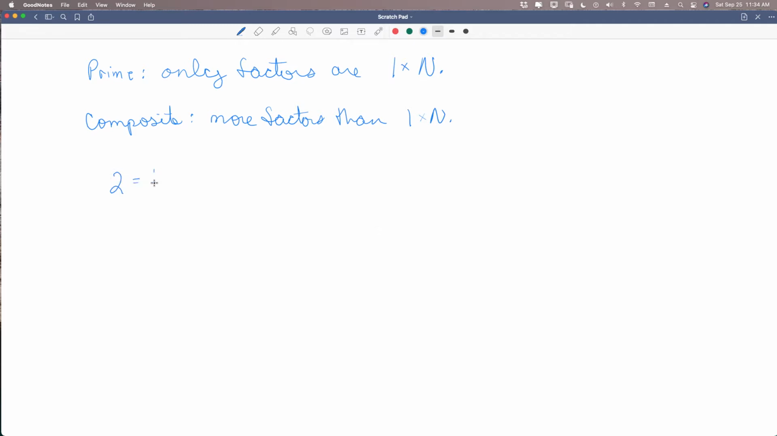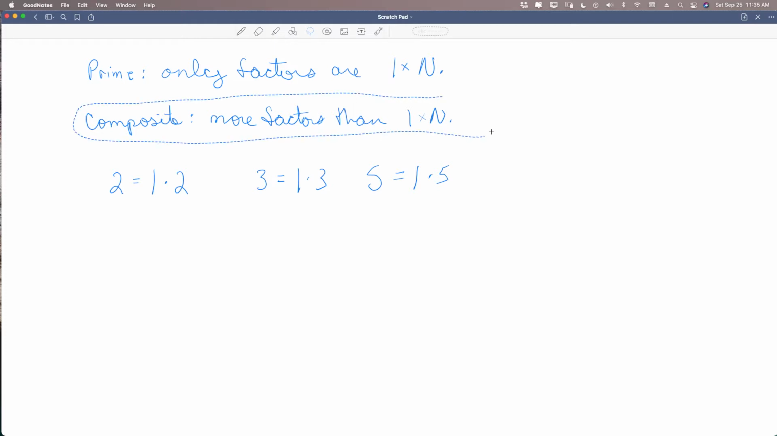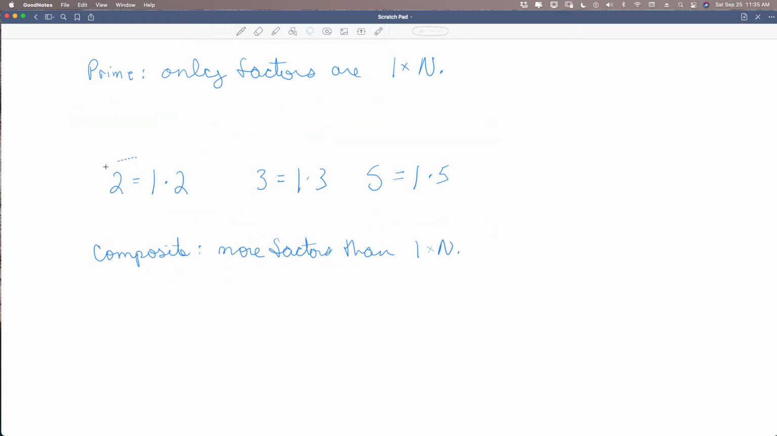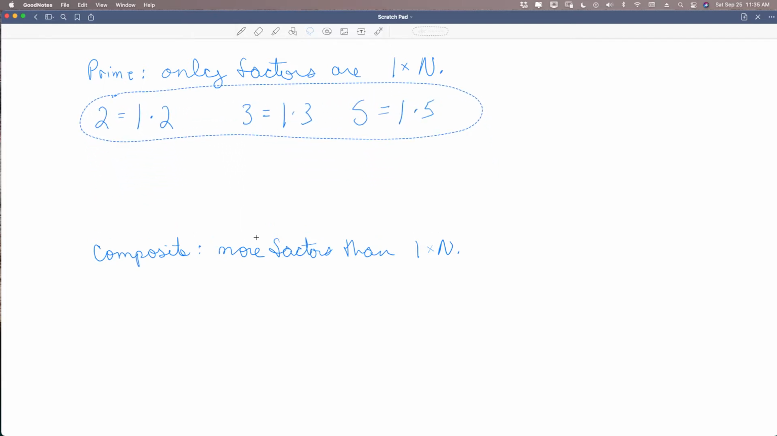Let me give you an example of a prime number. 2. The only thing you can multiply to get 2 is 1 times 2. 3. The only factors you can multiply are 1 times 3. 5. The only factors you can multiply are 1 times 5. Okay? Those are prime numbers. So those are prime.